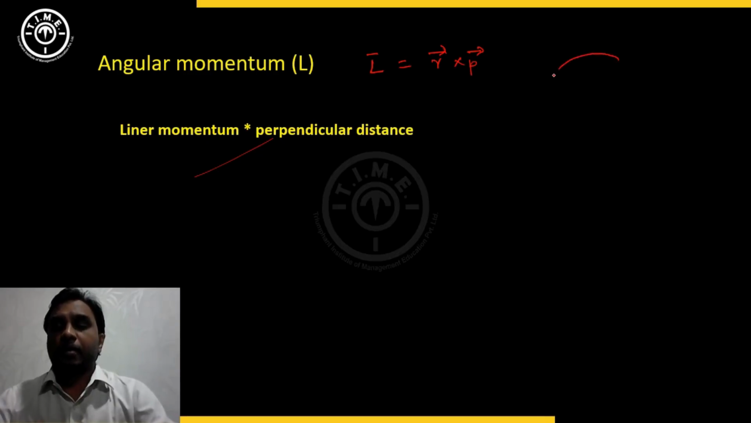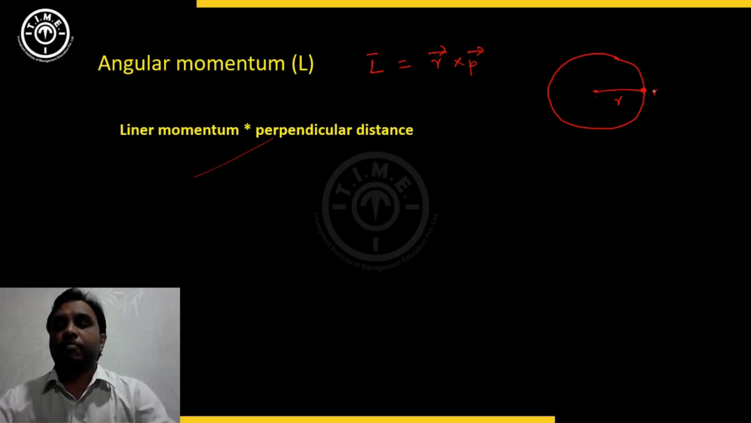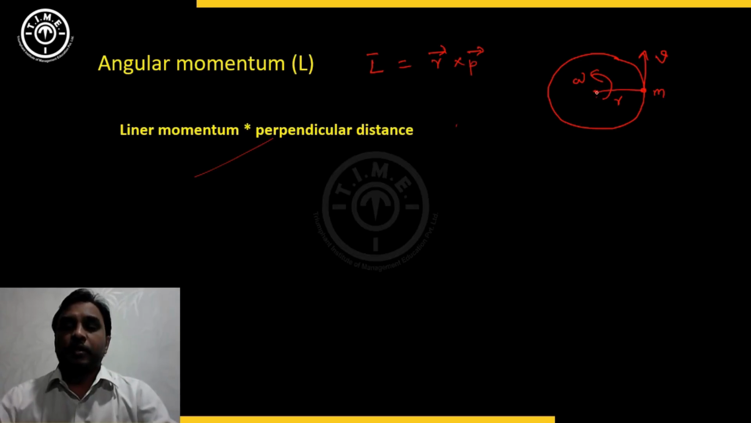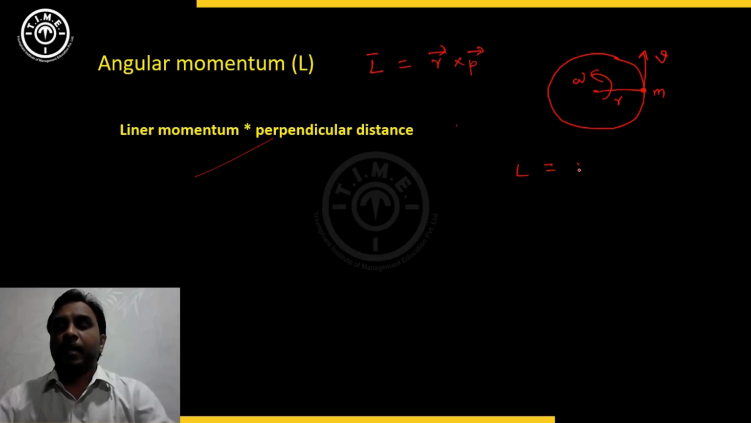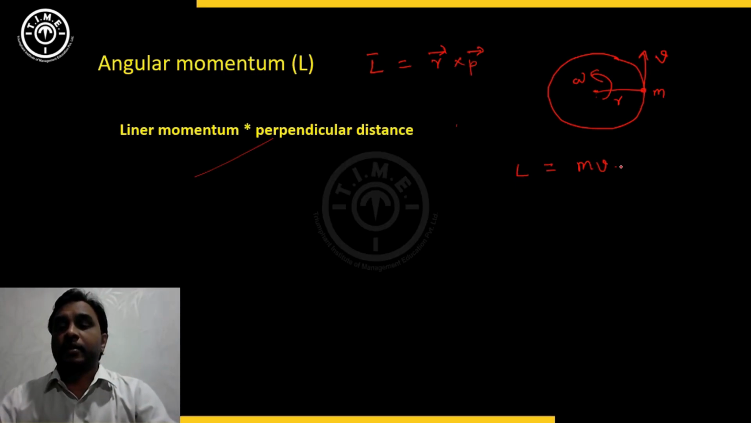Let us suppose a particle is moving in a circular path about its center, at a distance r from the center, a circle of radius r. This particle of mass m is moving with an angular velocity omega about the center, and it will have a linear velocity v. So here, with respect to the center of the circle, angular momentum can be written as L is equal to linear momentum m into v and the perpendicular distance from the center, which is r.